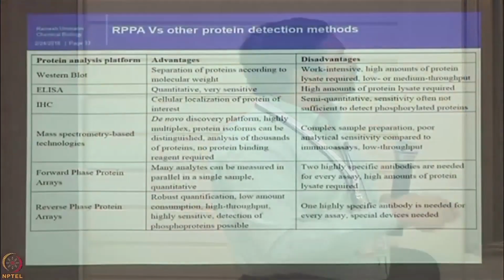But the disadvantages, if you look, are complex sample preparation, poor analytical sensitivity compared to immunoassays, and definitely a lower throughput compared to the array platforms. I will not say that it is no throughput, but compared to array platforms, it is a little low throughput.